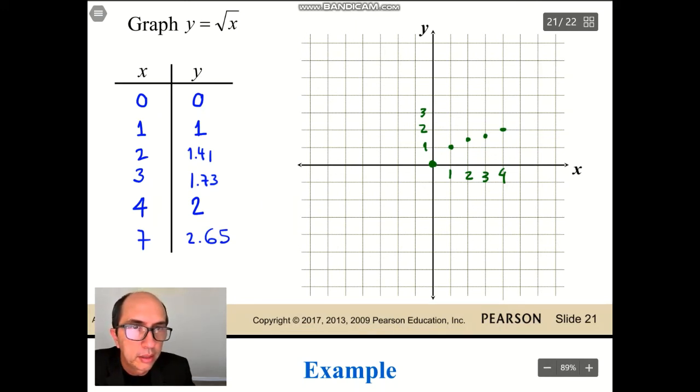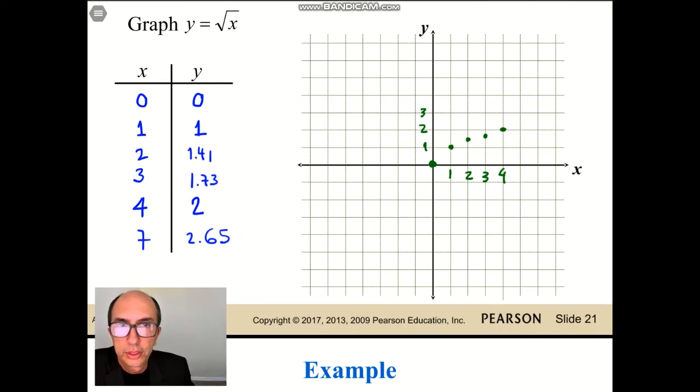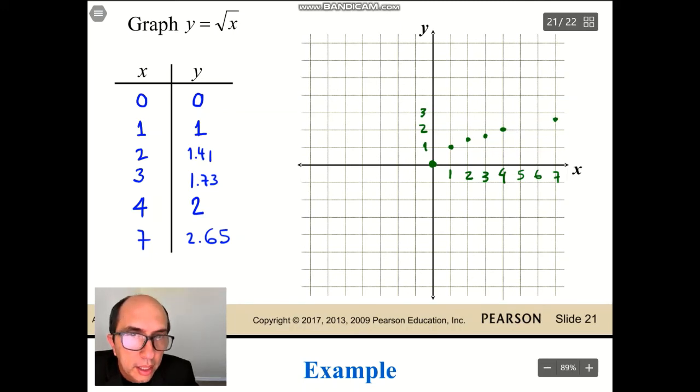We plot here on the graph. 1, 2, 3, 4, and this for 7 is 2.65. 7 is here, right? 5, 6, 7. 2.65 is somewhere here, and you can have the graph. It's something like this. Yeah, approximately this.